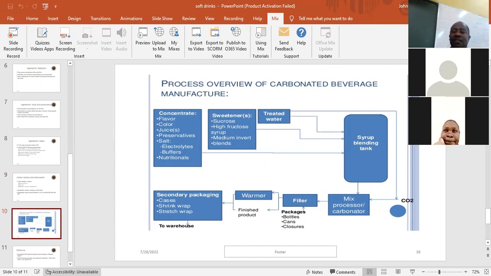Then you have other sweeteners. You can have sucrose, then you can also have the treated water. So those are the three major items, ingredients. The concentrate will contain all those other ingredients, the flavor, the color, the preservative, and any other addition that is required in that drink. The sweeteners will be on their own, and then you have the treated water.